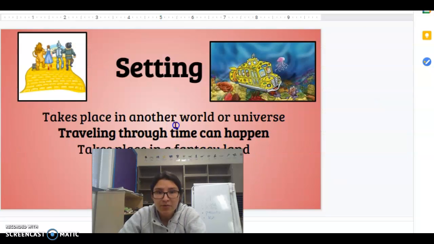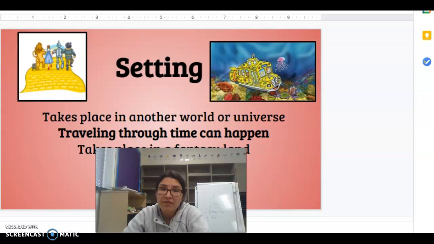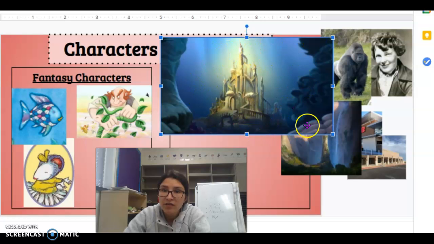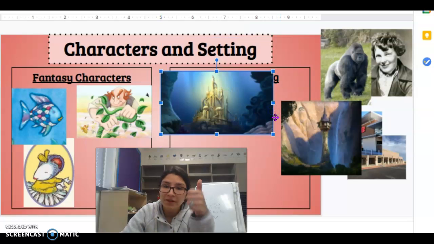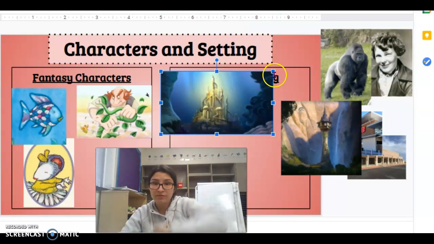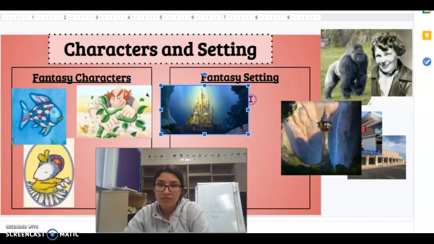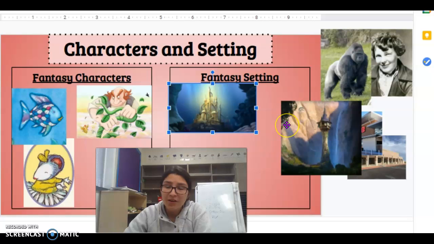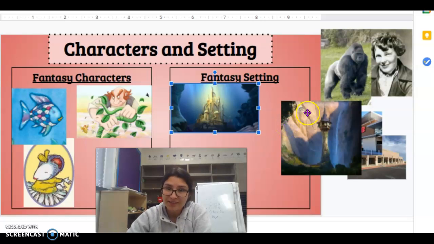Here's our little example for setting. It takes place in another world or universe. Fantasyland, traveling through time. So this right here is actually the underwater castle in the story The Little Mermaid. Is that an example of fantasy, or is that real? I hope you have your thumbs up. This is an example of fantasy. This is not real. You're not going to have underwater castles like this. Even though they sound cool, it's not going to actually happen.